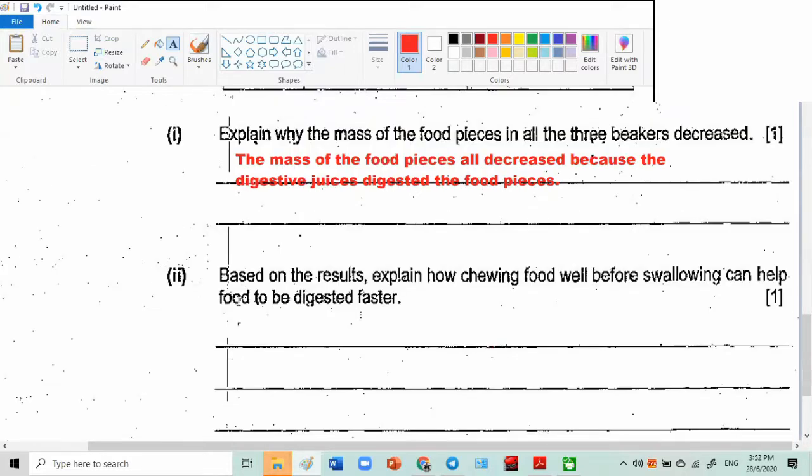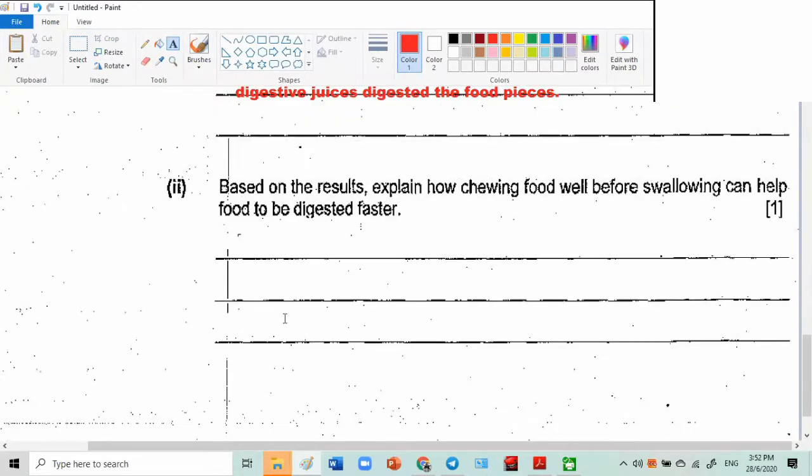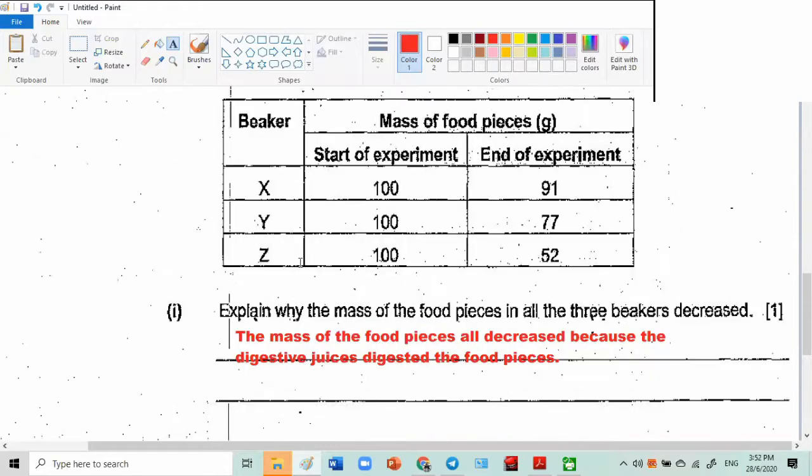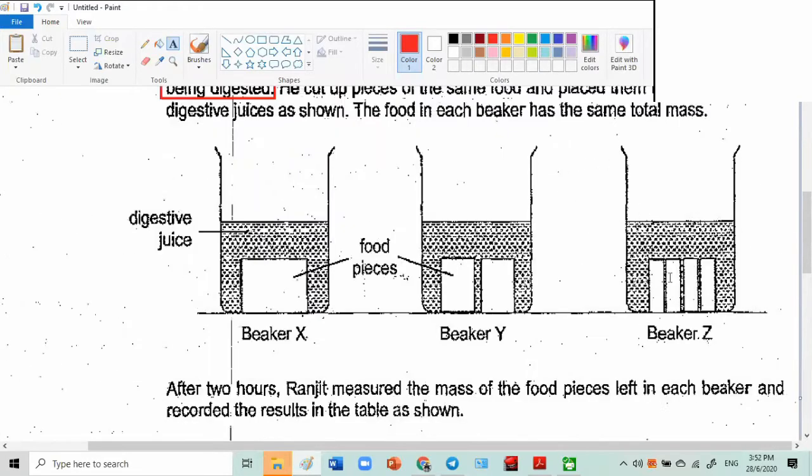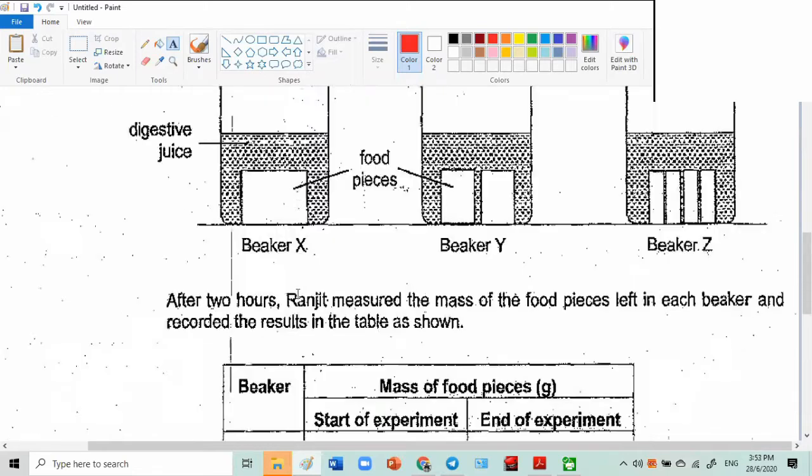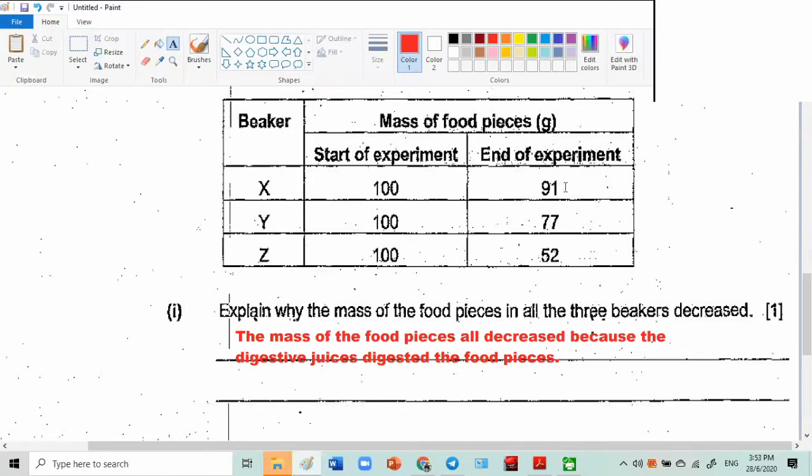Okay, done. All right, based on the result, Mr. Rafael, answer. Explain how chewing of food well before swallowing can help food digest faster. See the result. The one in many small pieces digests very fast. Can you see how? This big chunk never broke into small pieces, digests very slowly. 91. Not much digested. The small pieces, 52 left. A lot of digestion. Can you see?